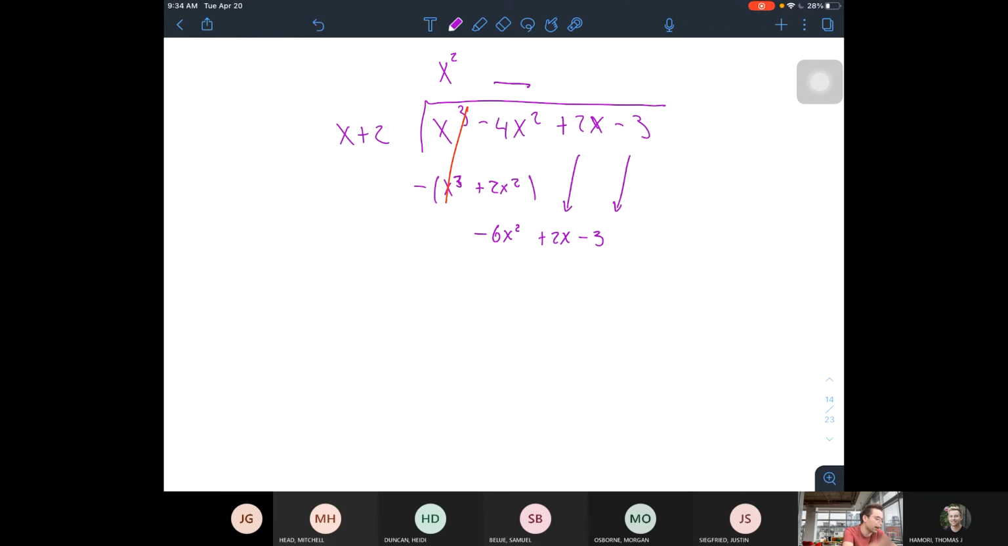Okay, so the next blank here is going to be the number such that if we multiply x times that number, we get negative 6x squared. So the blank should be negative 6x. So if I multiply x plus 2 by negative 6x, and we subtract, we get negative 6x squared minus 12x.